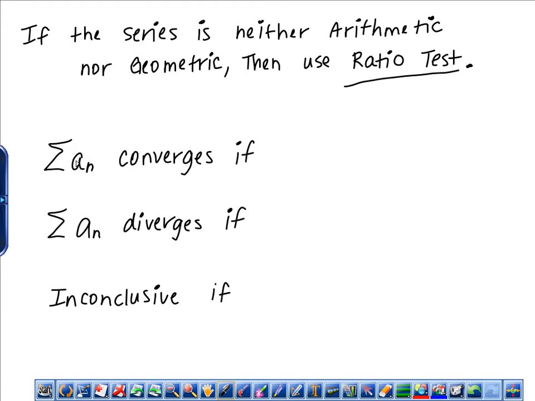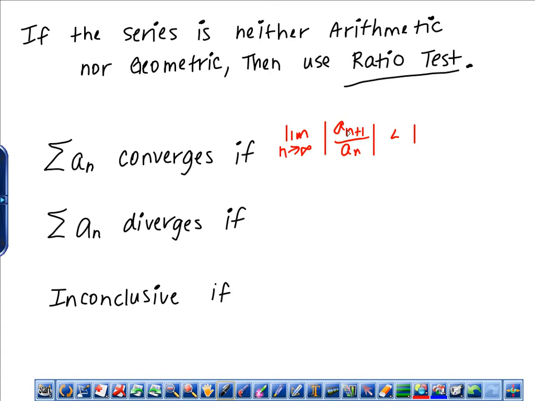So here's the ratio test. The sum of a sub n exists, or it converges, if the limit as n approaches infinity of the absolute value of a sub n plus 1 over a sub n is less than 1. This is kind of like the ratio being less than 1. That may be a way you remember it. And you're like, well, what does all this mean? We'll unpack this in a minute when we do an example.